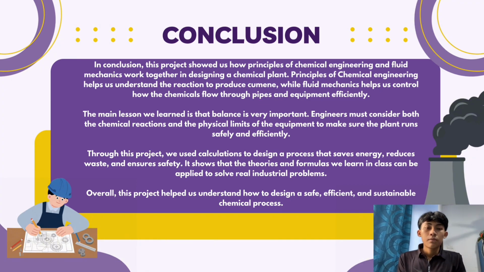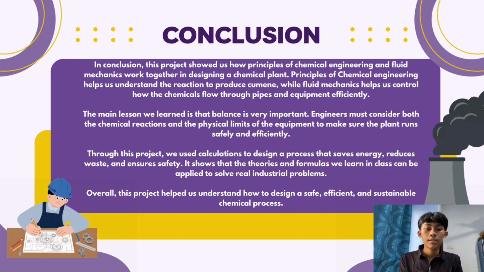To conclude our video presentation, I will end it with a conclusion. In conclusion, this project shows us how principles of chemical engineering and fluid mechanics work together in designing a chemical plant. Principles of chemical engineering help us understand the reaction to produce cumene, while fluid mechanics helps us control how the chemicals flow through pipes and equipment efficiently.